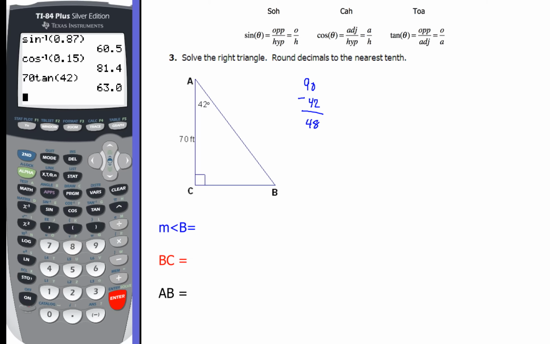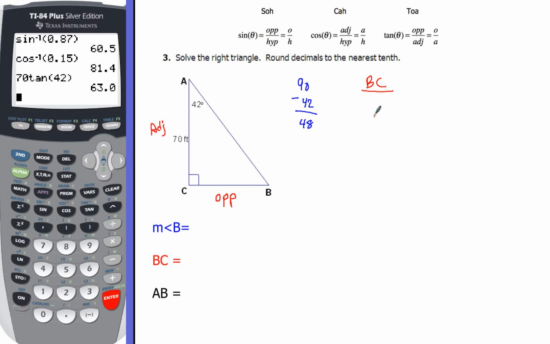Now to find side BC, based on where the 42 is, BC is opposite. So I'm going to write OPP right there. So opposite of 42 degrees or angle A. And then the 70 feet, that's adjacent to angle A. So which trig function deals with opposite and adjacent? Well, if you said tangent, good for you. So then we're going to find BC by using that piece of it.